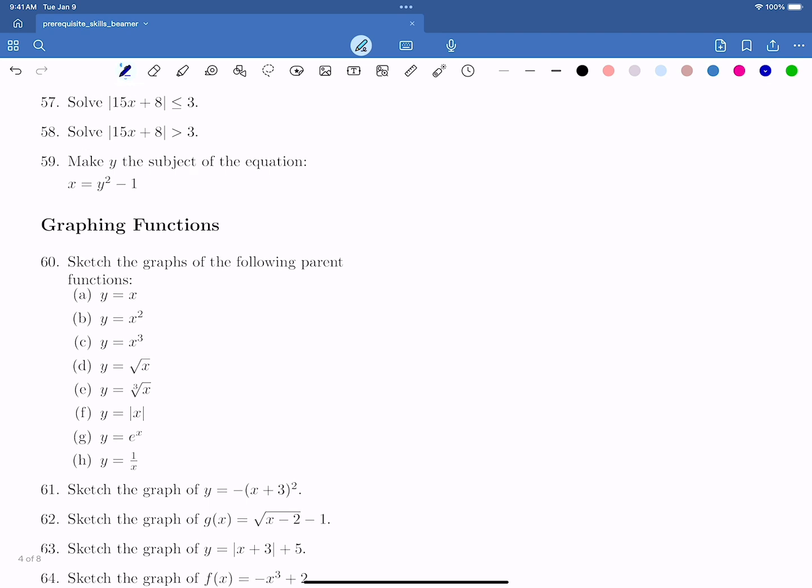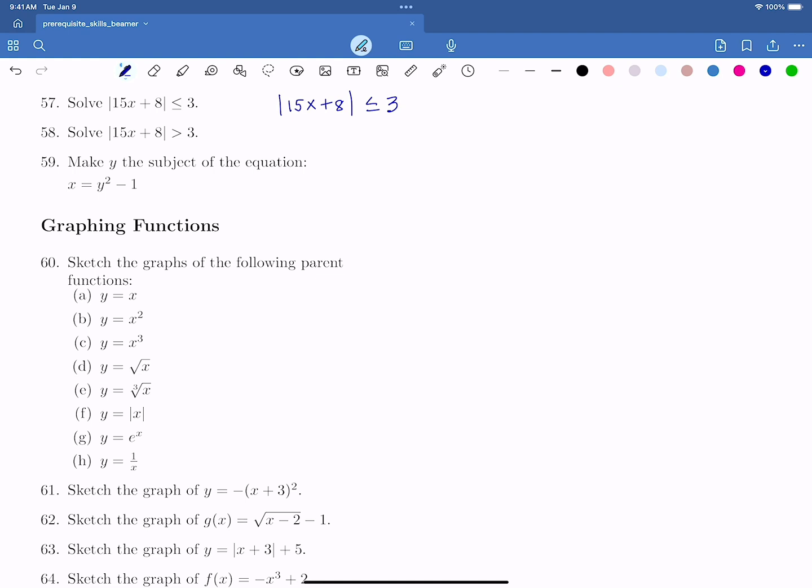All right, next up we have absolute value. We're going to solve this absolute value inequality. We have the absolute value of 15x plus 8 less than or equal to 3. There's a few ways we can approach this. If we want to do it graphically, that's not a bad way to go, but without a calculator, you have to rely on your memory on how to graph these absolute value functions.